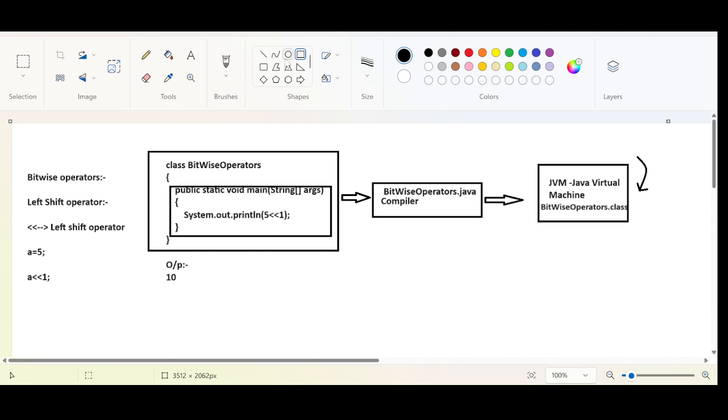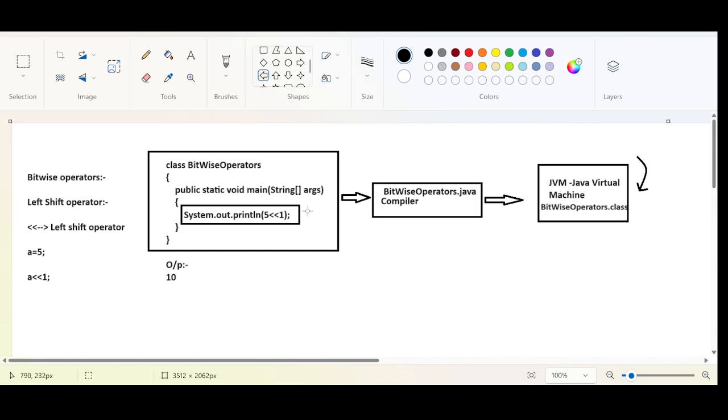In the main method we have only one instruction. What is it? System.out.println 5 left shift 1. So now what happens? The control, the particular thread, is going to point here. The control is transferred here. It has found only one instruction inside the main method. So this instruction needs to be executed.